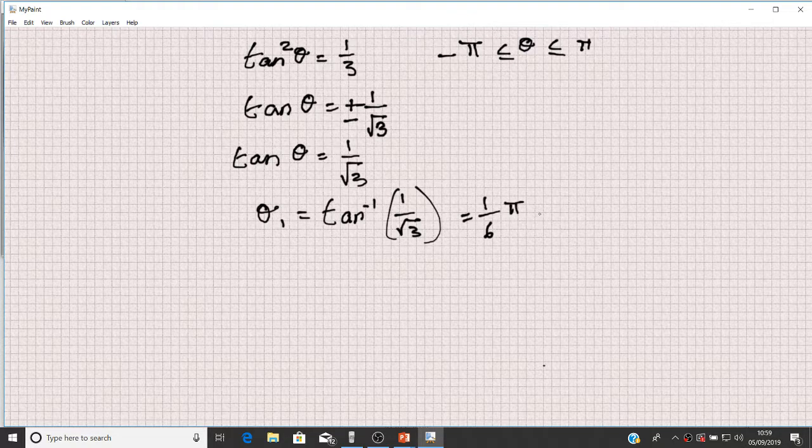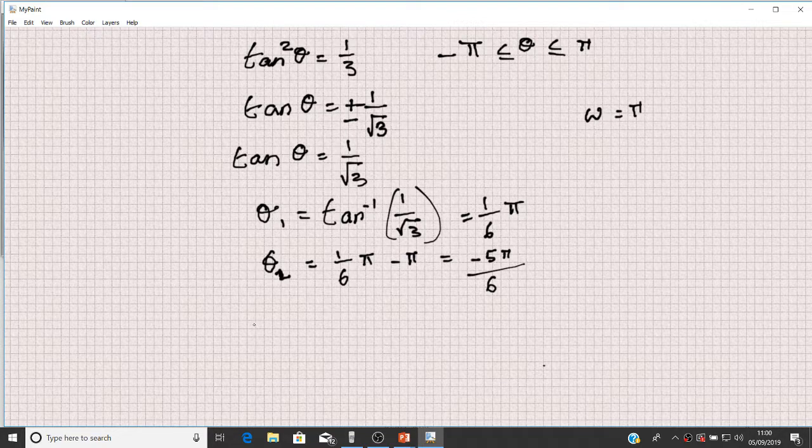And that's one solution. Now, for tan, the period is pi. So if I add 1 whole pi to 1 over 6 pi, I will be outside of the range. That would be 7 over 6 pi. So we don't want to add a full pi, but we can find a second solution by subtracting pi. So theta 2 would be 1 over 6 pi minus pi, and that gives me negative 5 pi over 6. So this is another valid solution because it's inside the range.